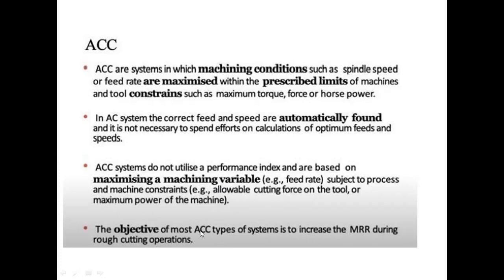Okay. The objective of most ACC type systems is to increase the MRR. MRR is what? Metal removal rate, right? You might have heard this term in the manufacturing subject. Metal removal rate is the rate at which material is being removed. So the more chips coming out, the higher the material removal rate, right? So the objective of most adaptive control with constraint systems is to increase the metal removal rate during rough cutting operations. Okay, is it clear so far?